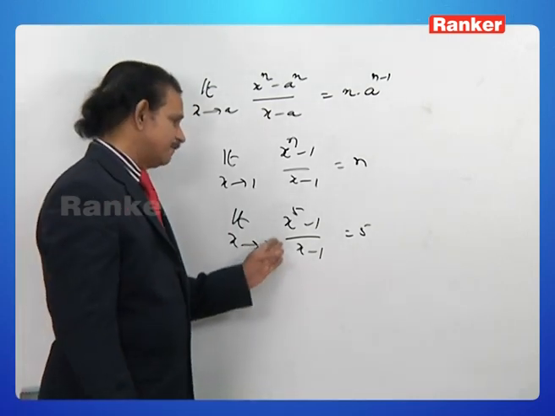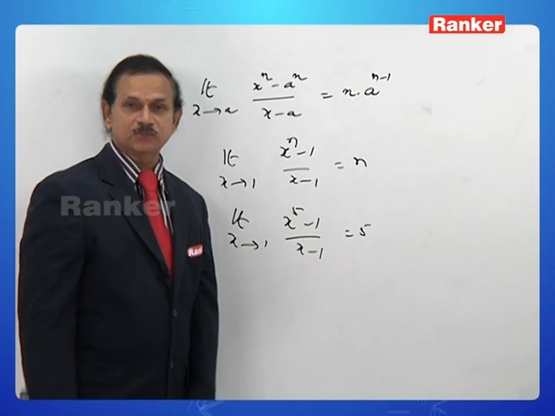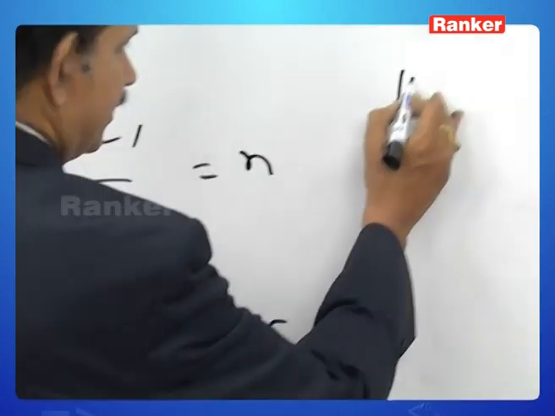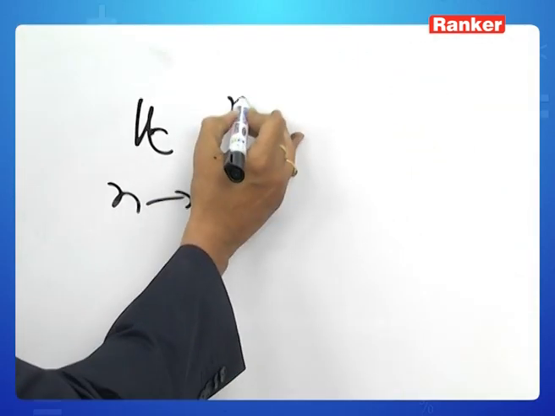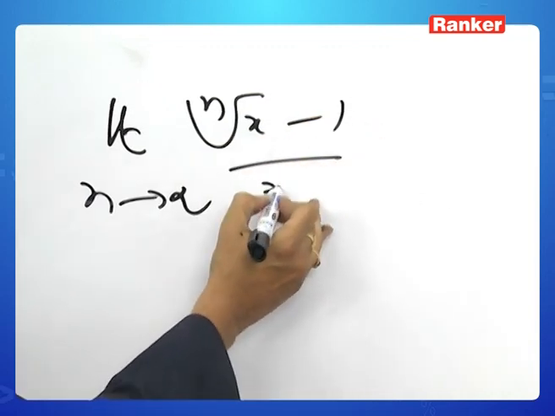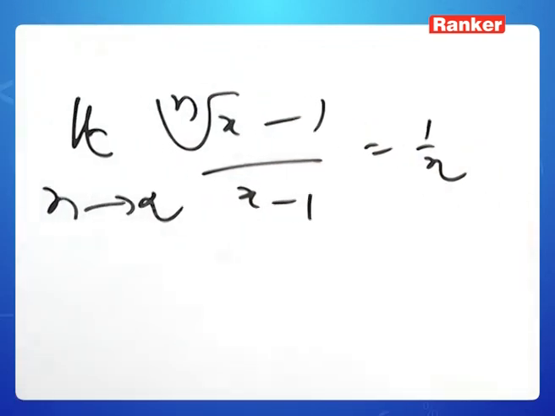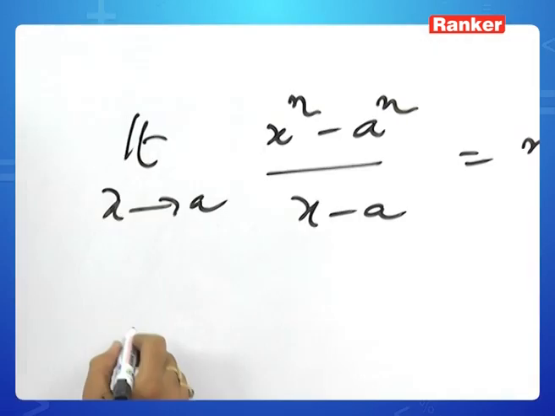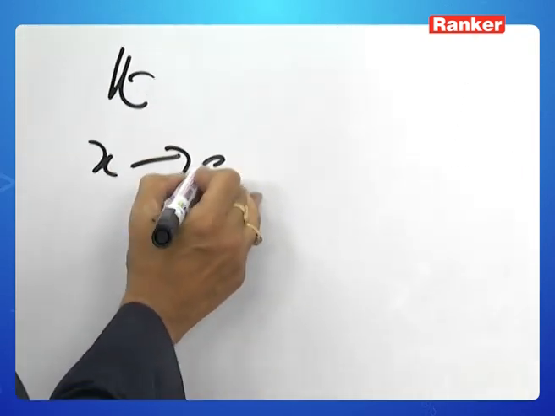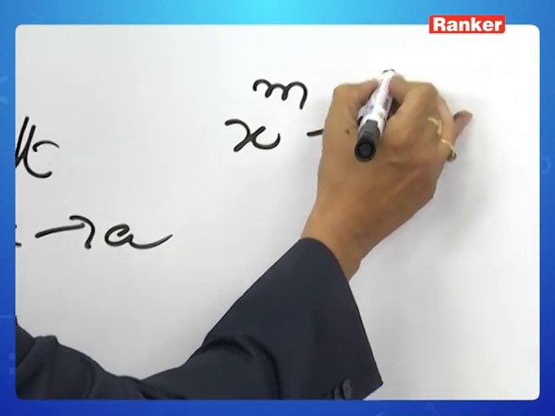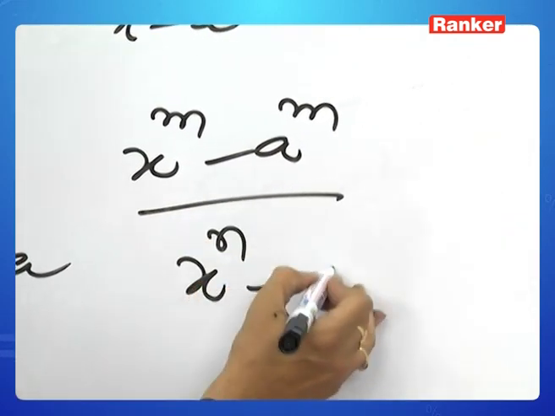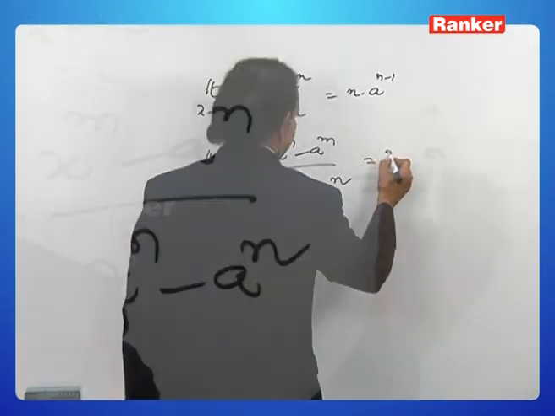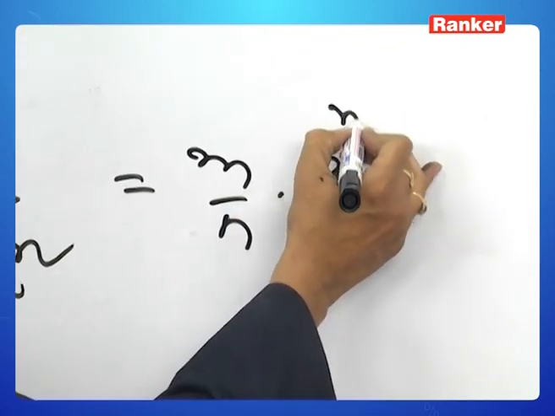Limit as x tends to 1 of (root x minus 1) by (x minus 1) is half, because root x is nothing but x power half. One more thing, limit as x tends to 1 of (nth root of x minus 1) by (x minus 1) is 1 by n. Next, one more application. Limit as x tends to a, (x to the power of m minus a to the power of m) by (x to the power of n minus a to the power of n). What can we say about this? It is nothing but m by n into a power m minus n.